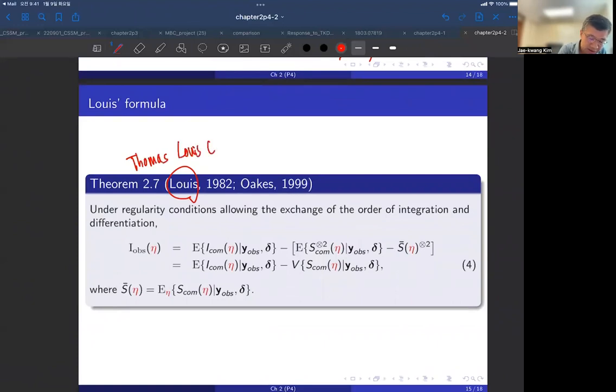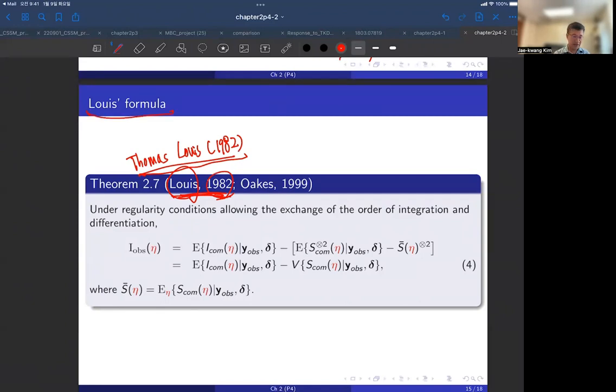You know, we don't need many papers to be famous, just one. One paper can make you famous. And for Thomas Louis, this is the most famous paper. I'm sure he published a lot of other papers too, but this made him famous. People call it the Louis formula, right?